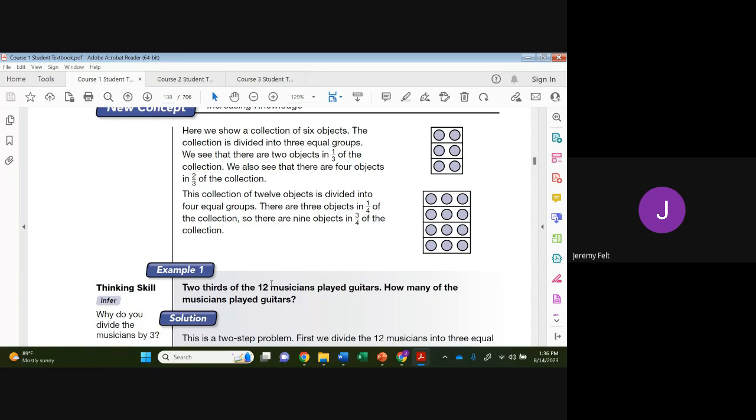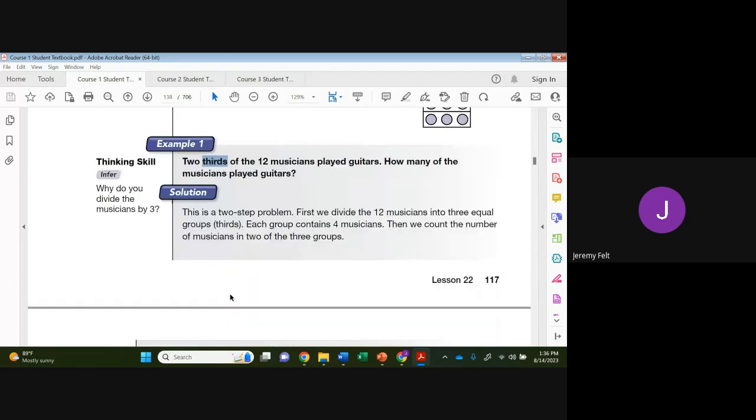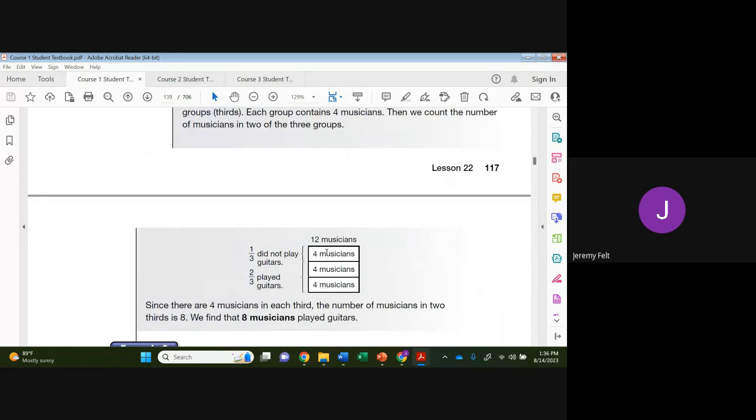So if we have 2/3 of the 12 musicians played guitar, how many of the musicians played guitar? Well, we have 12 musicians, and we have 2/3, so we have it broken into 3 groups. So 12 divided by 3 is 4. So we're going to have 4, 8, 12. We look at those 12 musicians broken into 3 groups, 4 musicians each. So 2/3 played guitar and 1/3 did not, obviously. So the 2/3 would be 4 and 4. 4 plus 4 is 8. So 8 musicians played the guitar.